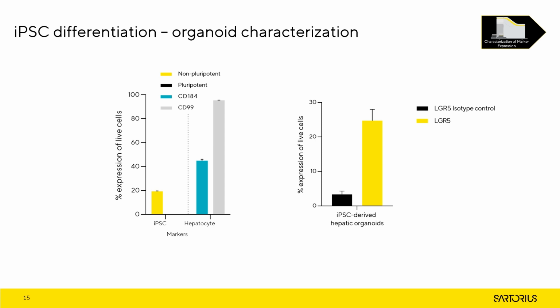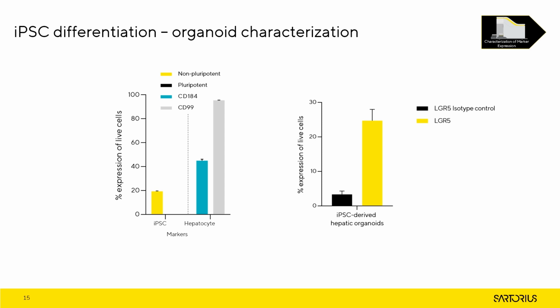iPSCs differentiated to hepatic organoids were further characterized by expression of surface markers using the IQ. So in the first graph on the left-hand side, we measured the pluripotency of the hepatic organoids by measuring SSEA1 expression for non-pluripotent and SSEA1 negative, SSEA4 TRA-1-60 double positive populations, which were the pluripotent. And then hepatic differentiation was characterized by monitoring expression of CD184 and CD99 in a similar way to how the analysis was performed with the mature hepatic cells derived from the iPSCs.